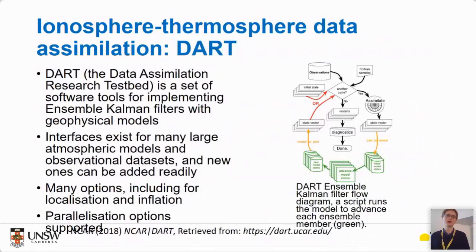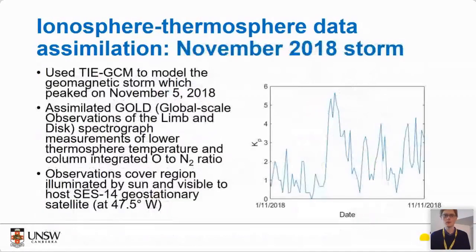I've used the data assimilation research testbed in order to implement the ensemble Kalman filtering scheme. This set of software tools interfaces with many different atmospheric models and with many observational data sets, and it's reasonably straightforward to add new ones. There are a number of options included which are needed to actually make this scheme work in practice for localization and inflation. DART also supports parallelization of the codes.